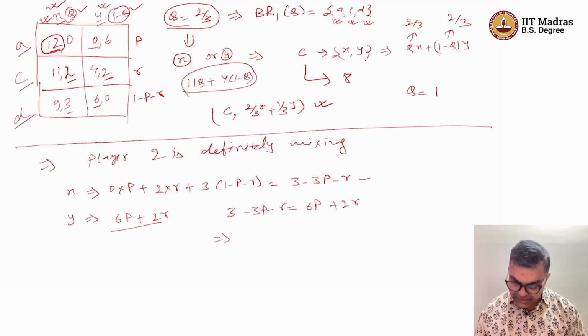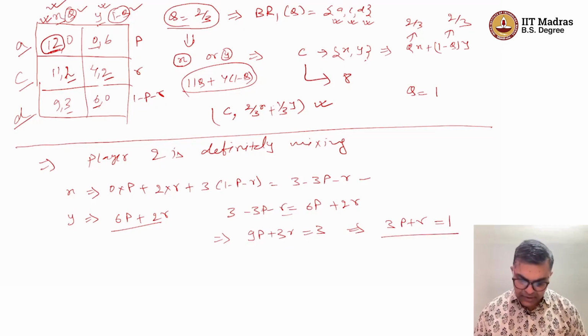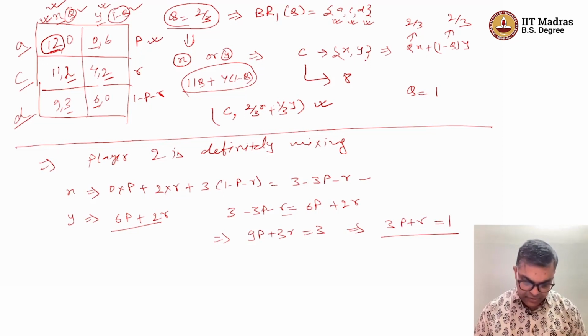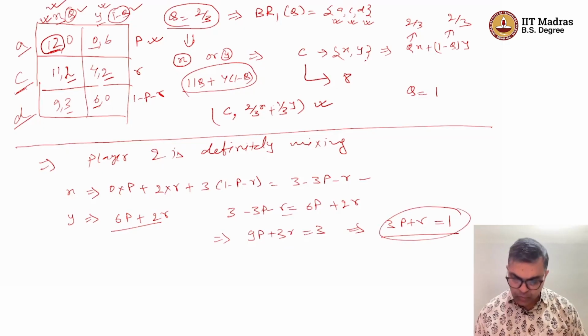What do we get here? Let us say everything is brought to the other side. It will become 9P plus 3R is equal to 3, or we can say 3P plus R is equal to 1. What do we get from here? That 3 times the weight of player 1 playing A, plus a single time the weight of player 1 playing C, the sum should be equal to 1. Does it fit in this?